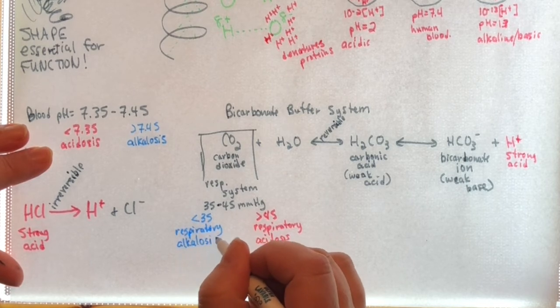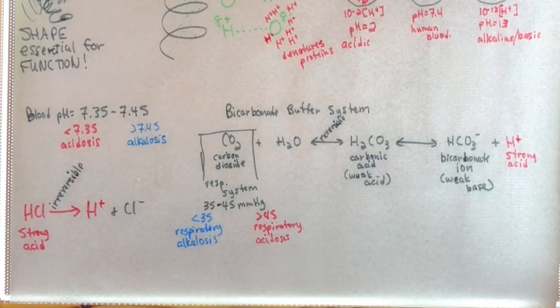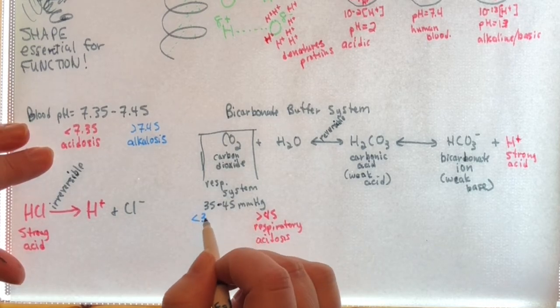A person's lungs are not working as well as they should, maybe emphysema, a different COPD disorder, maybe something COVID related, maybe some other virus, pneumonia. You're not exchanging gases as you should, and therefore you're trapping carbon dioxide in your body. That means the partial pressure of carbon dioxide goes too high, and this is called respiratory acidosis.